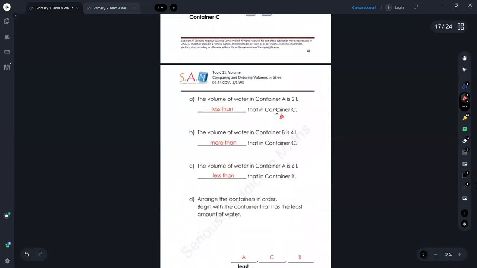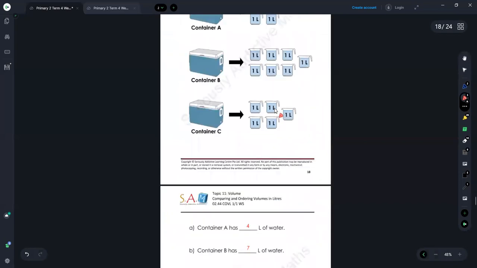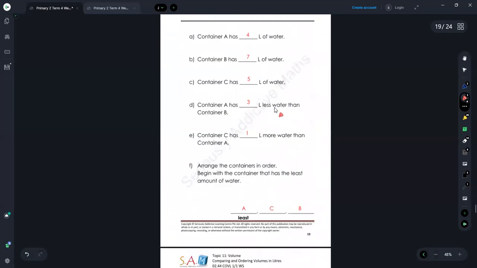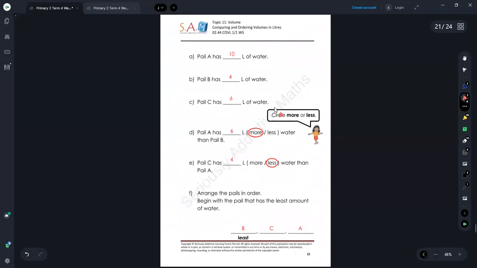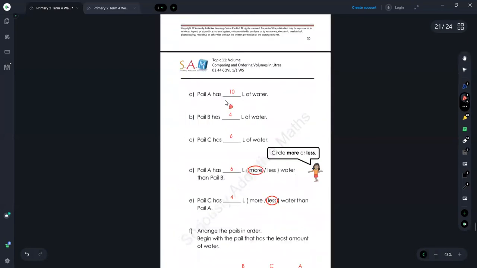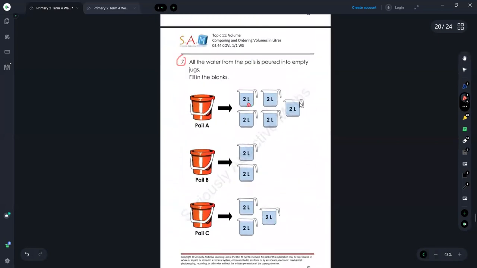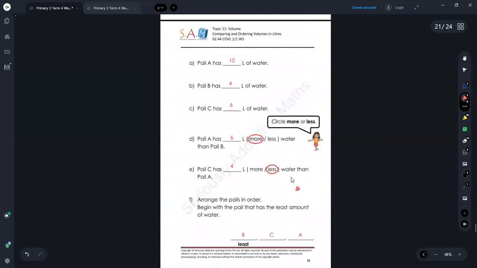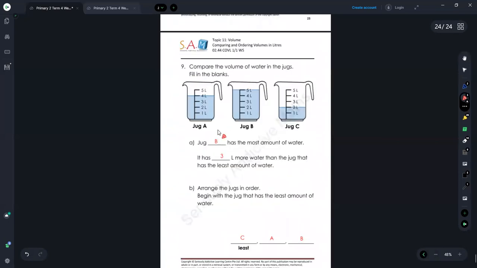This one, more than, less than, is actually quite easy. So I would say get them to try doing question 7 on their own. The process is of course check that they understood what they need to do. Make sure that they know that they need to write this here first. And 6 liter. And then check once and they should be able to do the rest here.